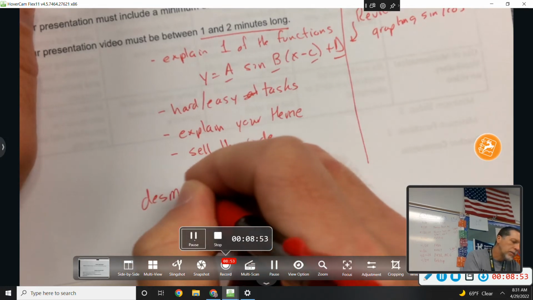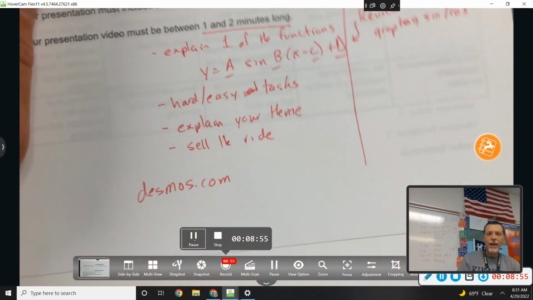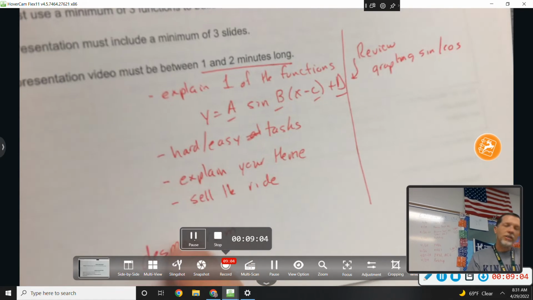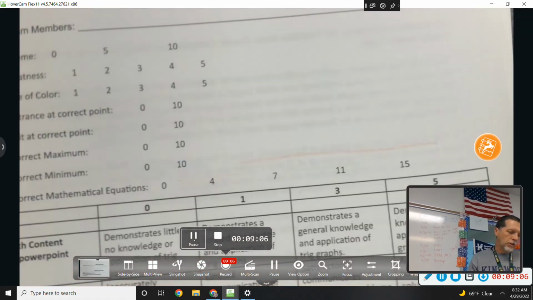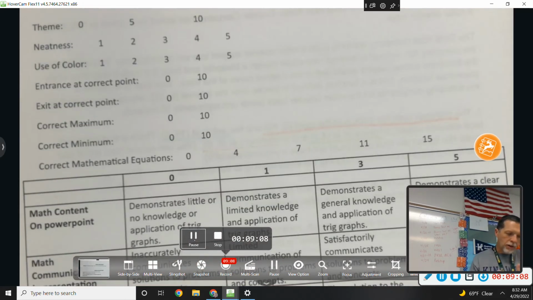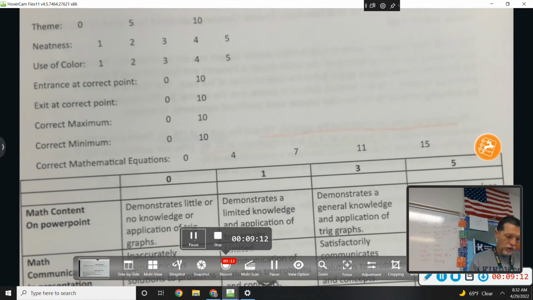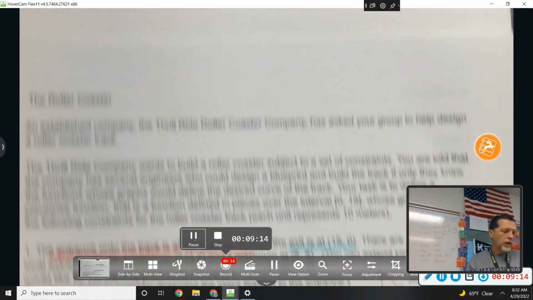Desmos.com is an online graphing tool. It's pretty easy to use, and I'd recommend using that to figure out your equations. I'm not going to walk through the rubric. It's on the back. I suggest you walk through it so you know what you're doing.